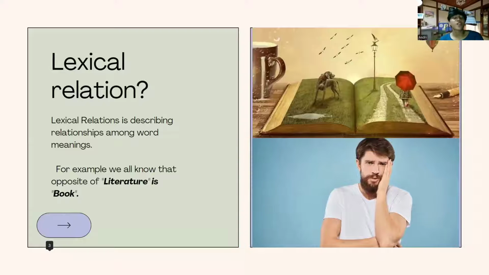So on the first page, we will talk about lexical relations. What is actually a lexical relation? It describes the relationship among word meanings. For our discussion, the example was literature is book.